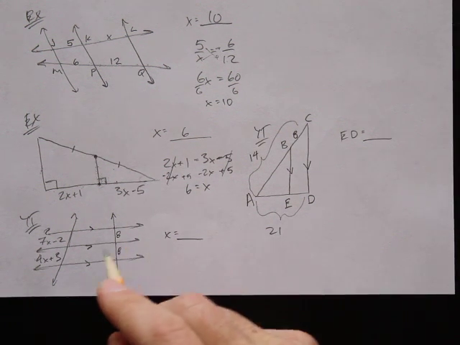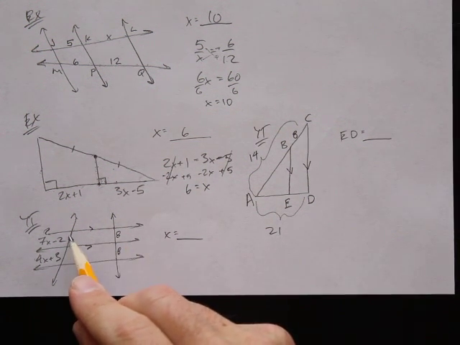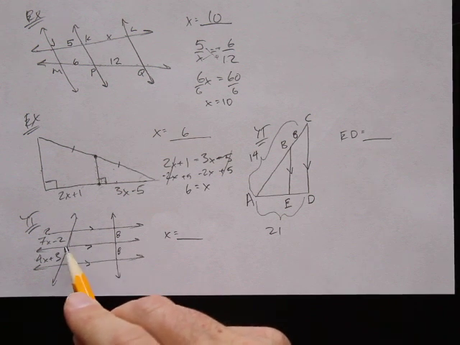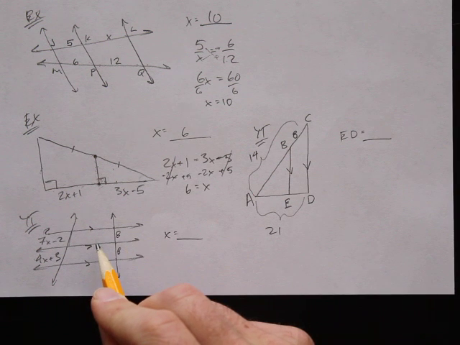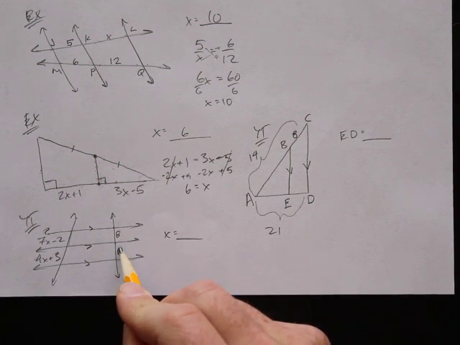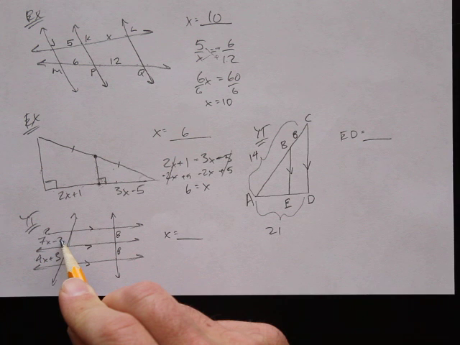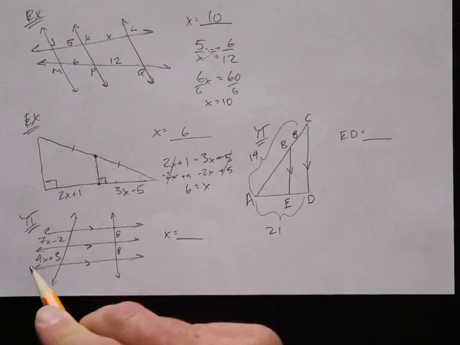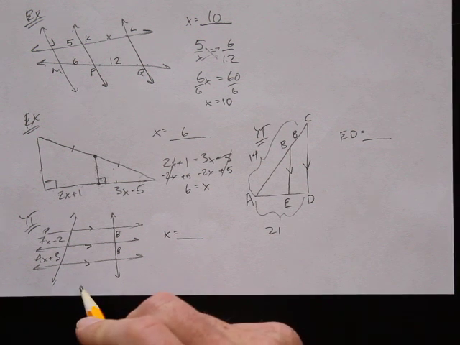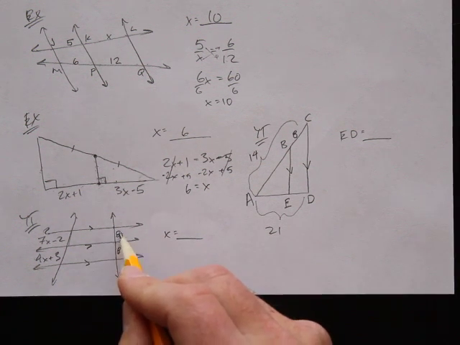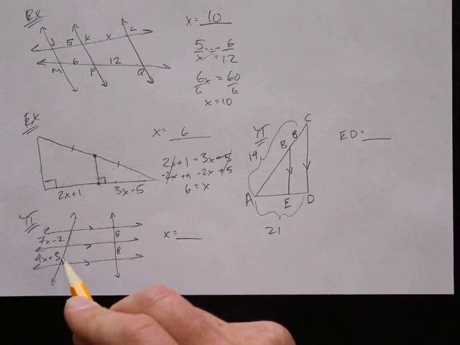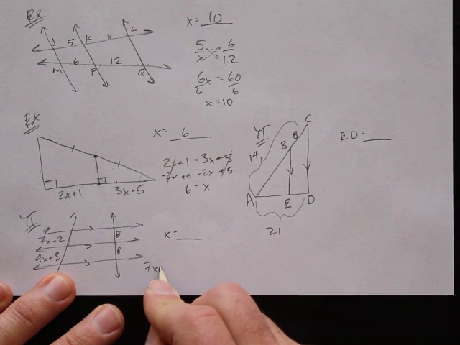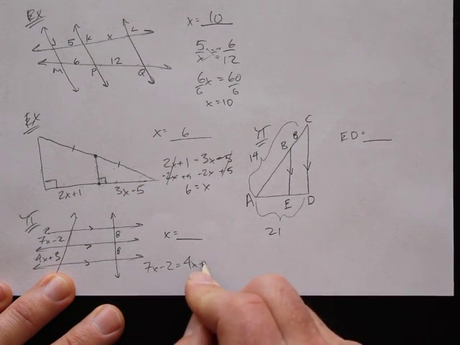Okay, let's take a look at this one. Now, this one, I don't really need to set up a proportion for this one. I can. It would be 8 over 8 equals 7x minus 2 over 4x plus 3, and I can do cross multiplication there, and I can find my answer. But notice these are both the same, so that means these both have to be the same as well. So I can just say 7x minus 2 equals 4x plus 3.